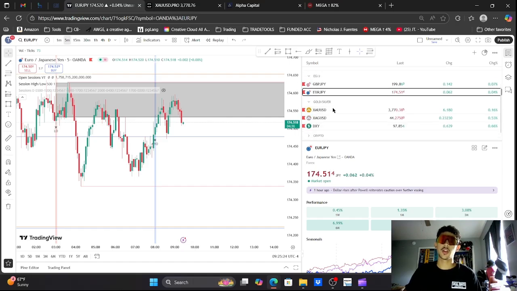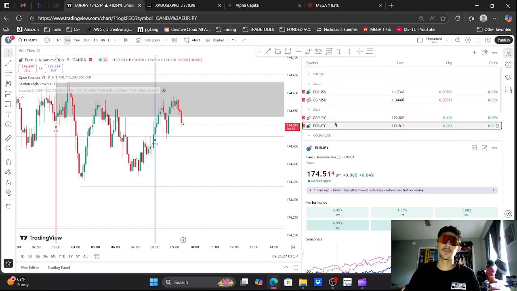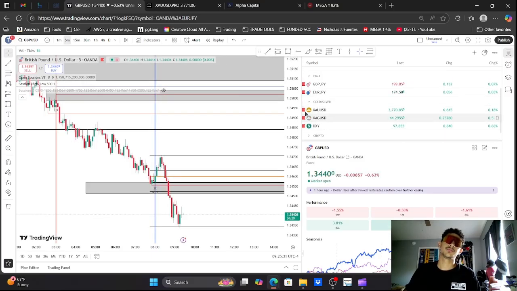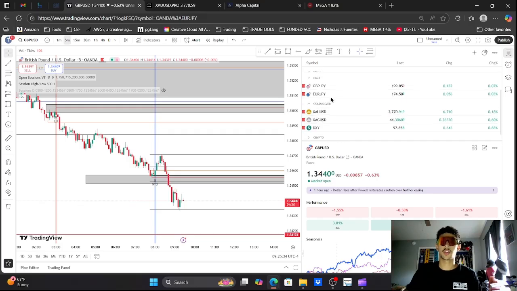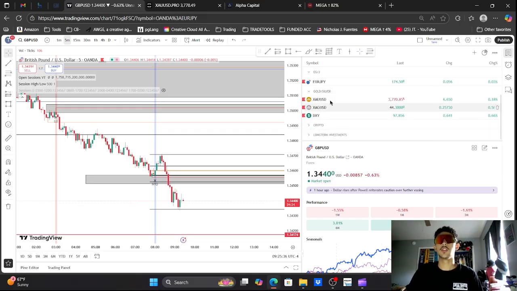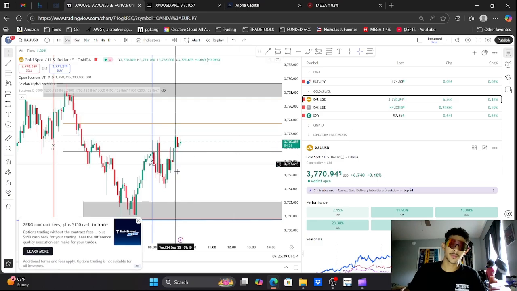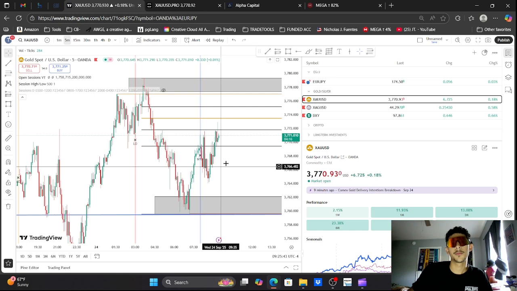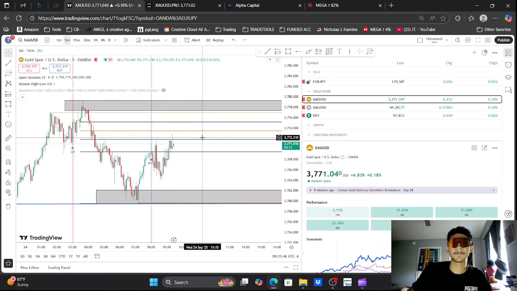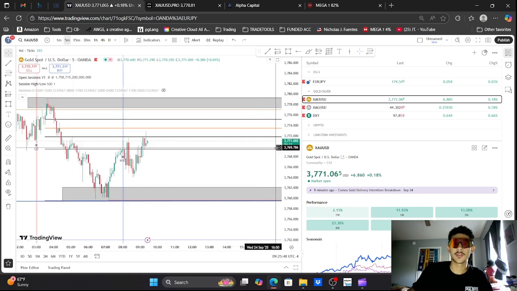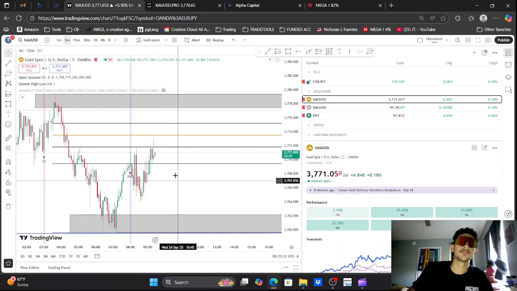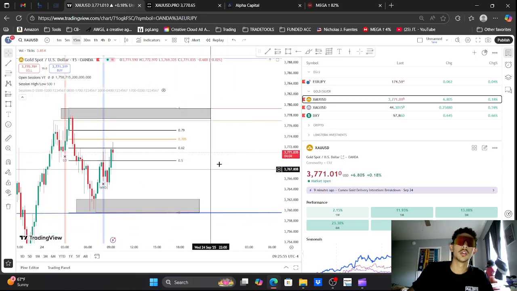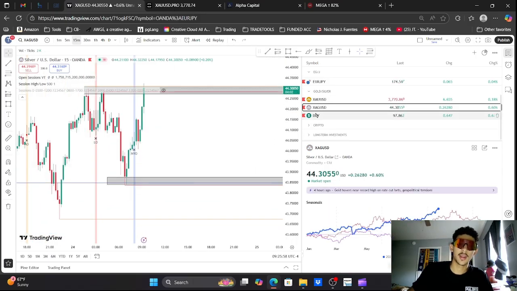So bearish on these, extremely bearish on GJ, bearish on EU and GU. On gold and silver, I want to see how price reacts based off of this OTE, the top section of this OTE, which we are wicking pretty strongly off of. So we'll just keep our eyes on that.